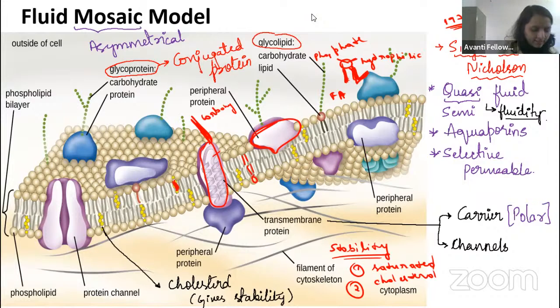I will tell Lakan: aquaporin is a channel. That is a protein, the integral protein, which creates a channel that helps in the movement of water molecules, aqua, right? Aquaporins are channels which help in the movement of water in the plasma membrane, okay?